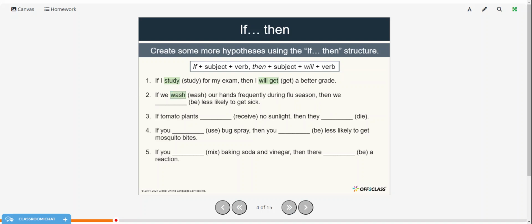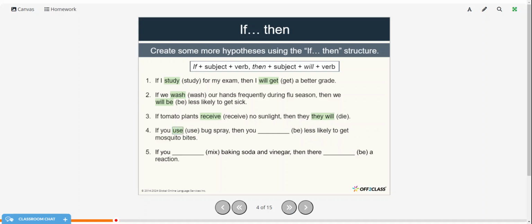If we wash our hands frequently during flu season, then we will be less likely to get sick. If tomato plants receive no sunlight, then they will die. If you use bug spray, then you will be less likely to get mosquito bites. And if you mix baking soda and vinegar, then there will be a reaction.